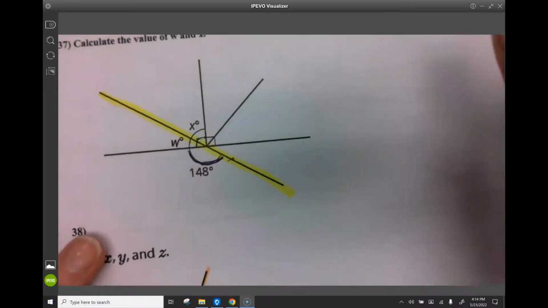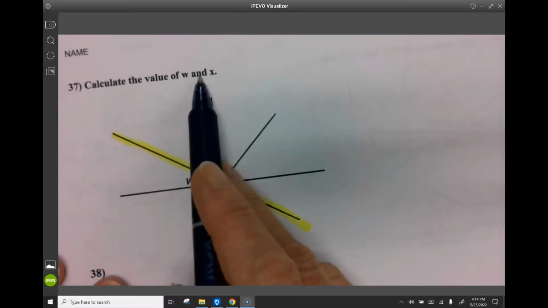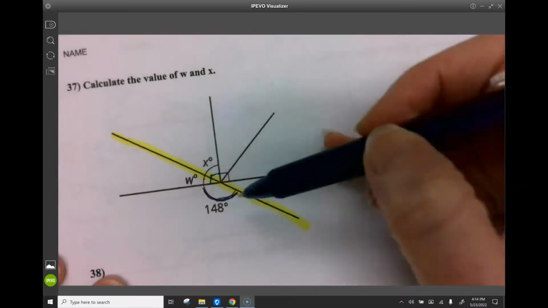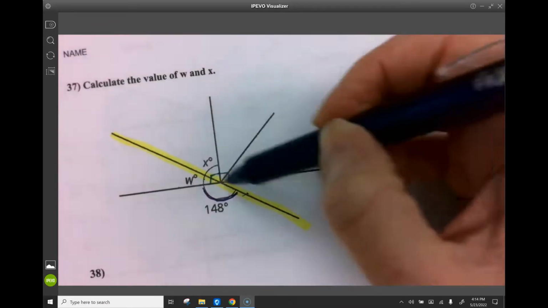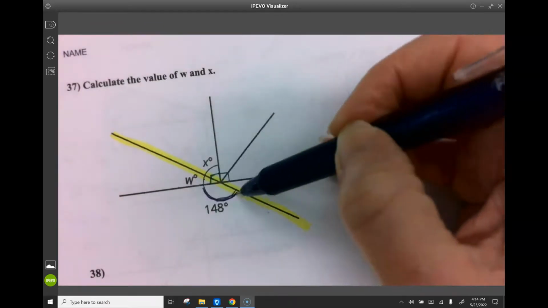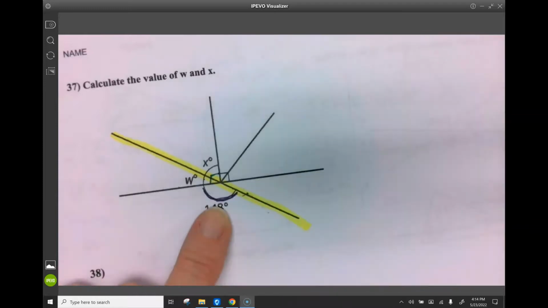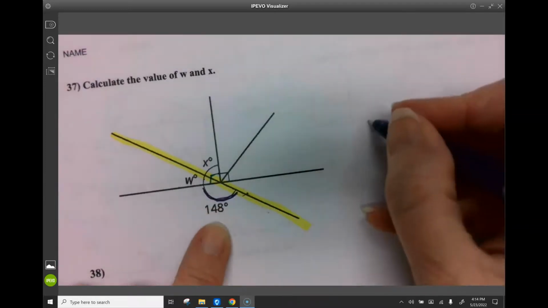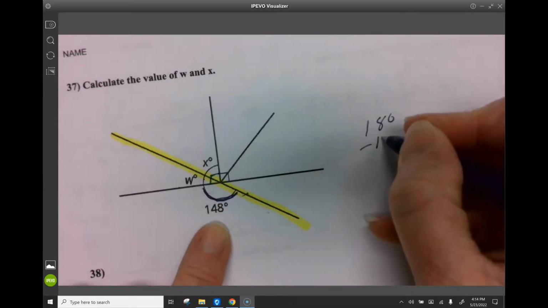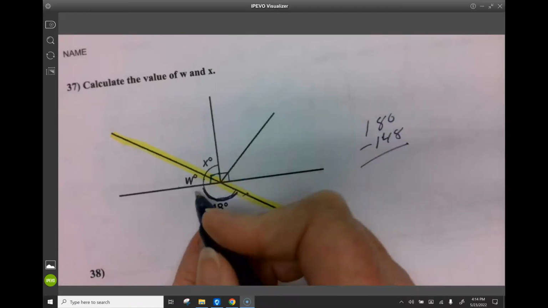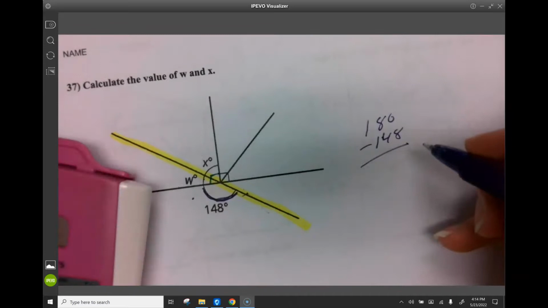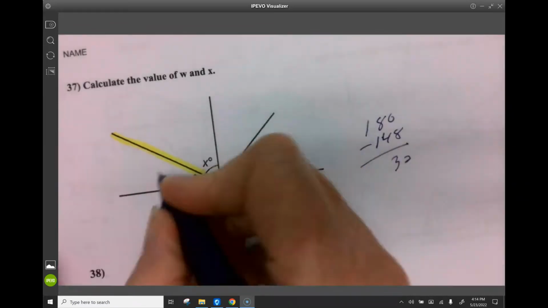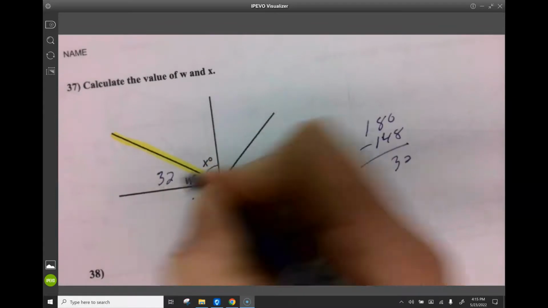Okay, number 37. Calculate the value of W and X. We already talked about this. First of all, this is a line, so if it's a line, it has to equal 180. So I can take 180 minus 148, and that's going to give me W. I take 180 minus 148, and that gives me 32. So angle W is 32 degrees.